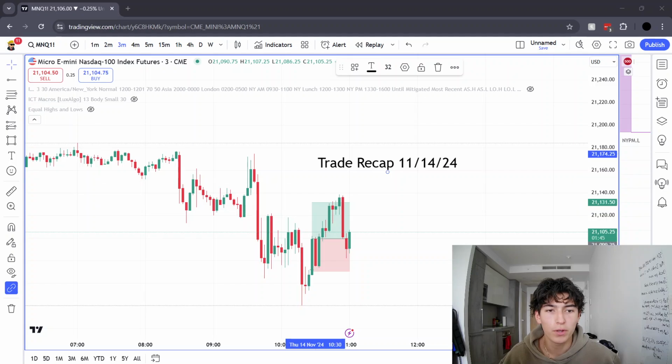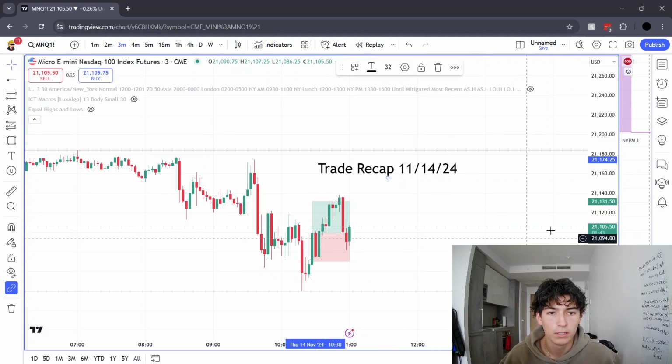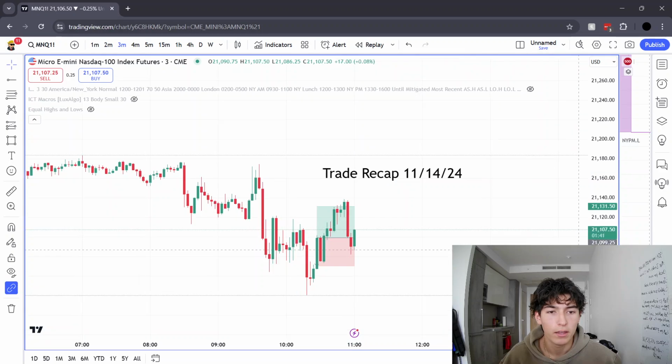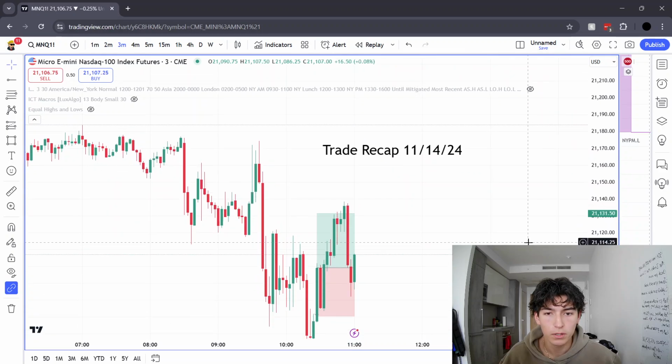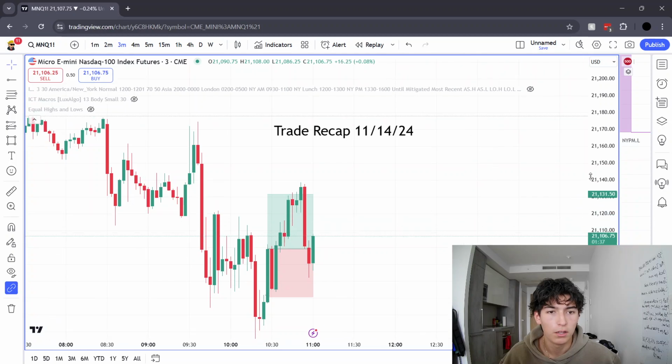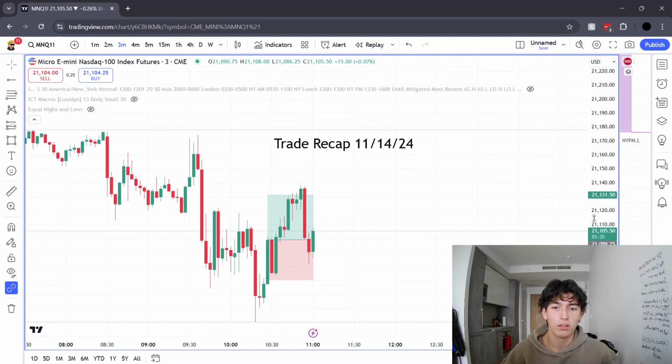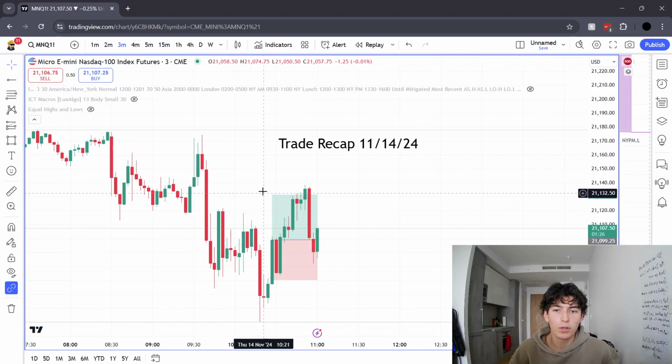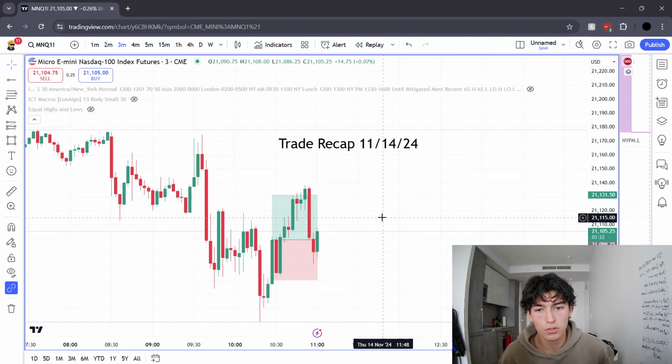This is going to be the trade recap for this morning, and as you guys can see, this morning I only took one trade on my live account. I did take another trade, but on a funded account I'm trying to pass, and I'll show you guys afterwards what trade it was. But for now, I want to talk about this one.